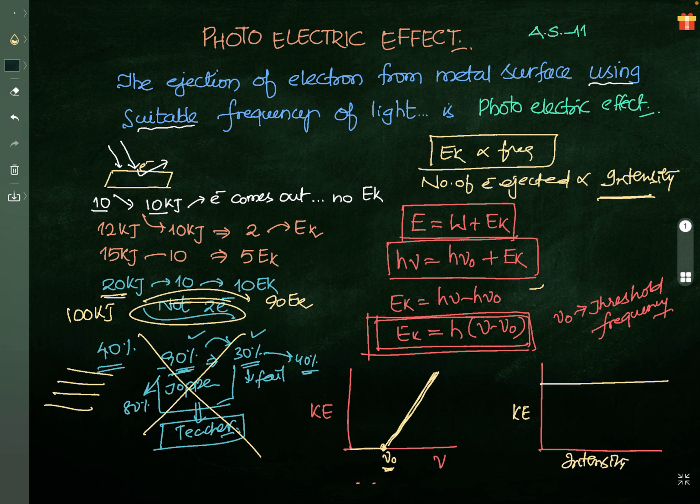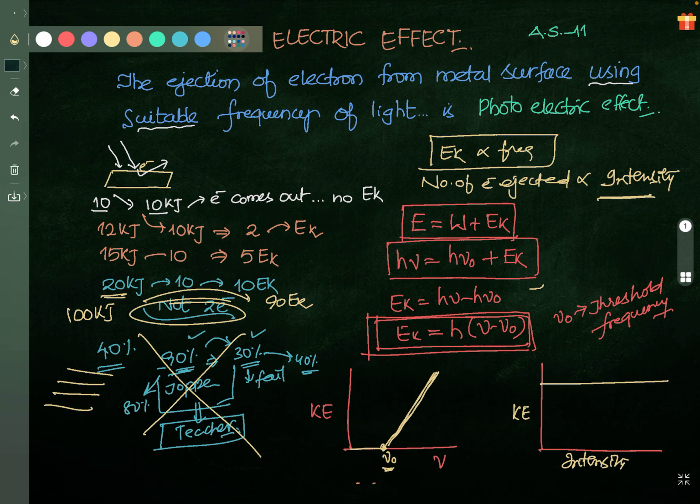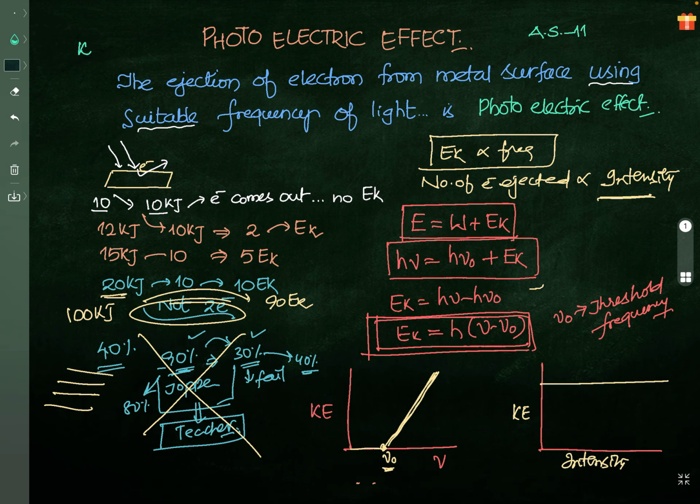And one memory based point you can say: photoelectric effect is generally shown by potassium, rubidium, cesium. These metals are called photometals. Potassium, rubidium, cesium are photometals. From these, you can remove the electron very comfortably, very conveniently.